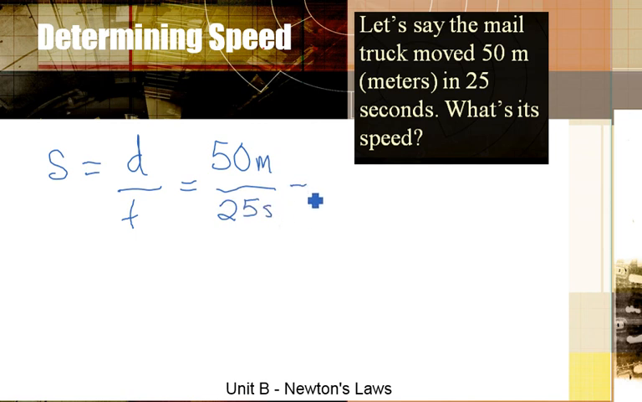In the calculator, you would type in 50 divided by 25, and 50 divided by 25 is 2. And our units would be m in the numerator and s in the denominator for meters per second. And that would be the answer that you would come up with.